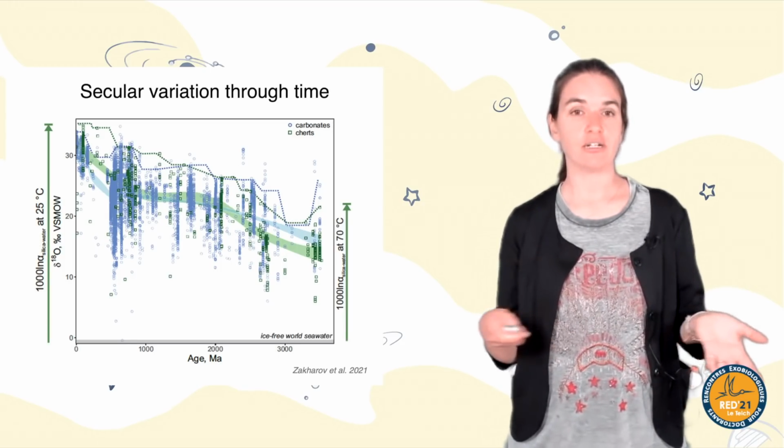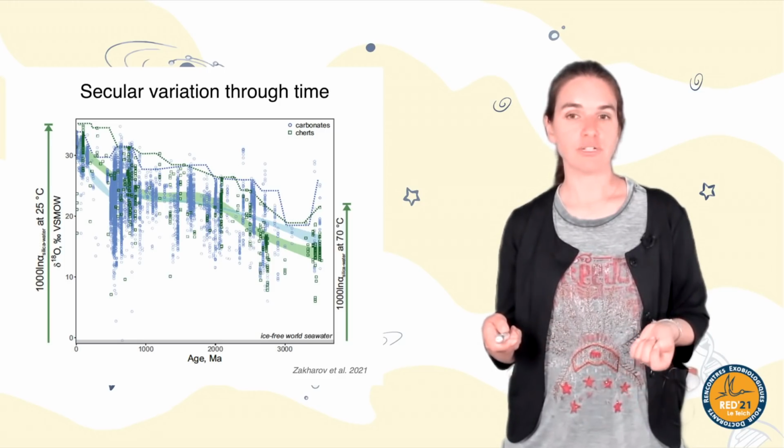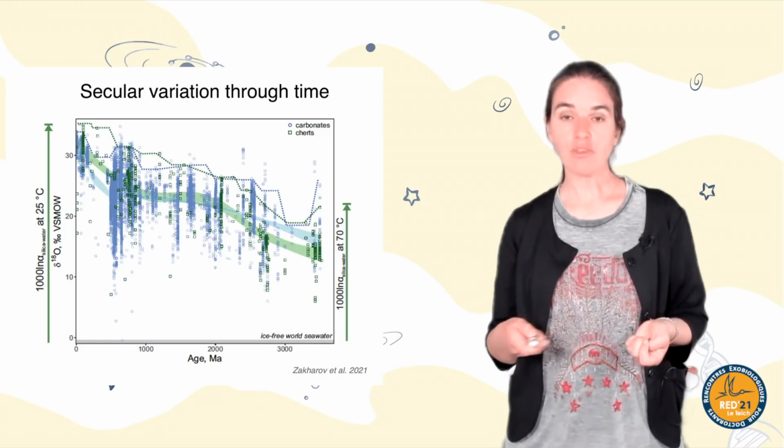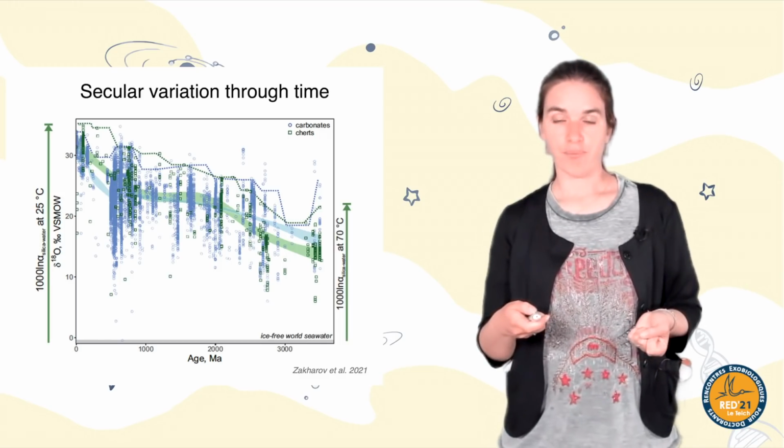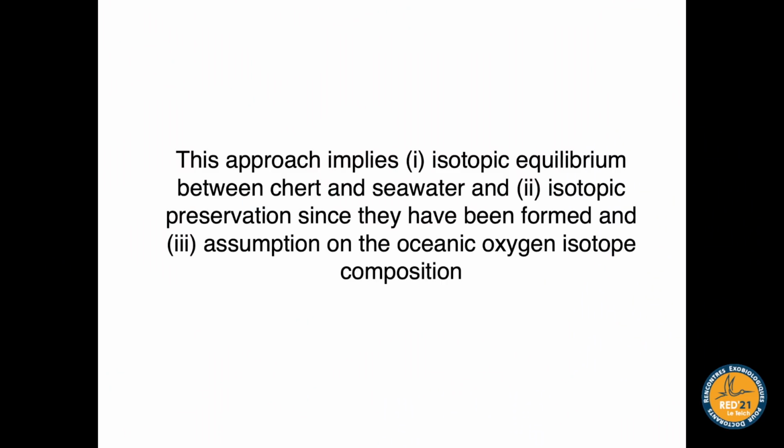So you can see that today the average oceanic temperature should be around 25 degrees. And during the Archean, if we take this reconstruction like that, it should be 70 degrees. So a very, very hot Archean ocean. This approach implies several hypotheses. First, that the cherts and the carbonates are completely in equilibrium with the seawater. The second hypothesis, that is also very important, is that they have been preserved since they were formed. And there is a strong assumption on the oceanic oxygen composition of the water.